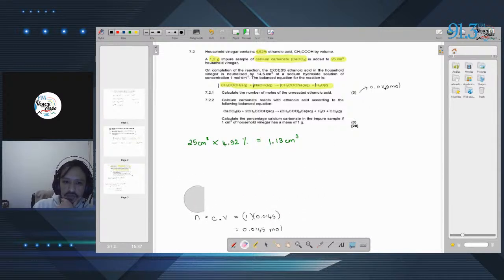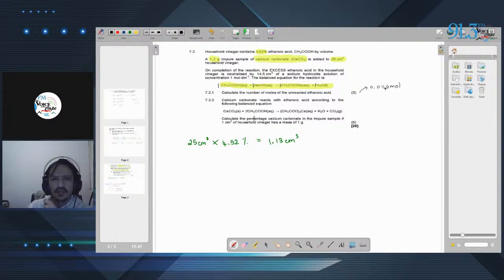Okay, with the following balanced equation, calculate the percentage of calcium carbonate in the impure sample if 1 centimeter cubed of household vinegar has a mass of 1 gram. So here we still worked it out from this percentage over here to find out that 25 centimeter cubed of household vinegar actually only contains 1.13 centimeters cubed of vinegar. Now we can take this value and use this ratio of 1 gram to 1 centimeter cubed to solve for how many grams of vinegar was used.